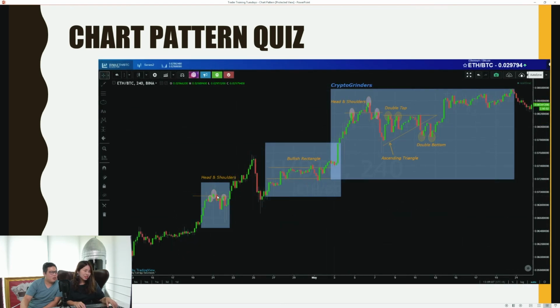What? This is a head and shoulders. Well, it's not a reversal. He lies. Okay, let's KIV that first. Okay, we carry this. The second one's bullish rectangle, right.